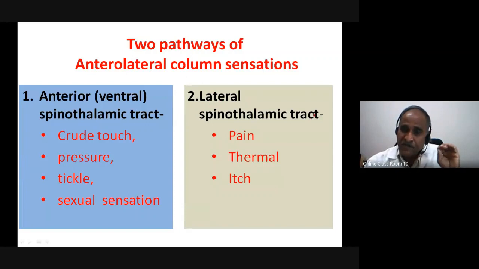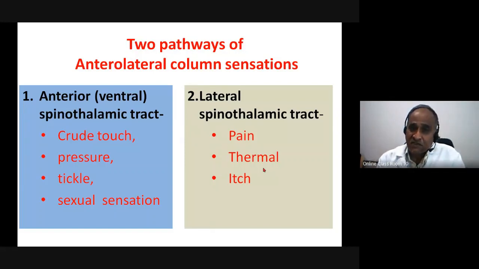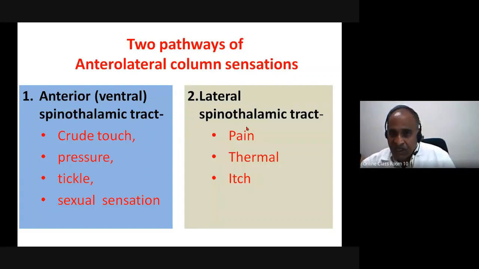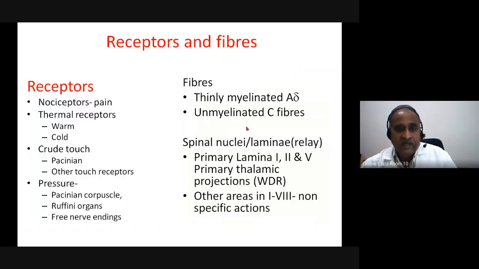From the lateral spinothalamic tract, we have the pain, that is the main thing. Then thermal sensation, then the itch sensation. I have now categorized what sensations each one of them carries. So the anterior spinothalamic tract carries crude touch, pressure, tickle and sexual sensation. The lateral spinothalamic tract carries pain, thermal sensation and itch. Now, let us see how they are organized in general.